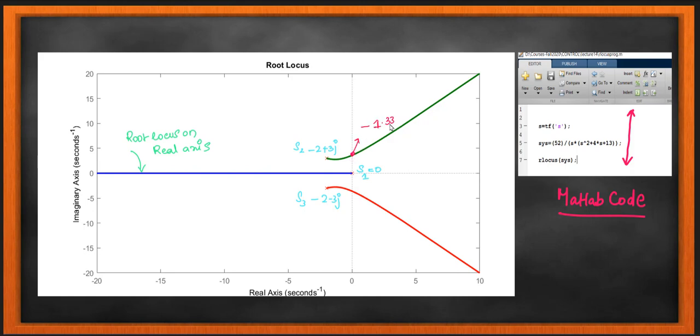Okay, so these are the poles. S1 equal to 0, and S2 and S3 are the complex conjugate poles. And you see the meeting point. The meeting point is 1.33. Right, so they are the meeting points on your imaginary axis, and see the root locus on the real axis. So this is what you plot, right?